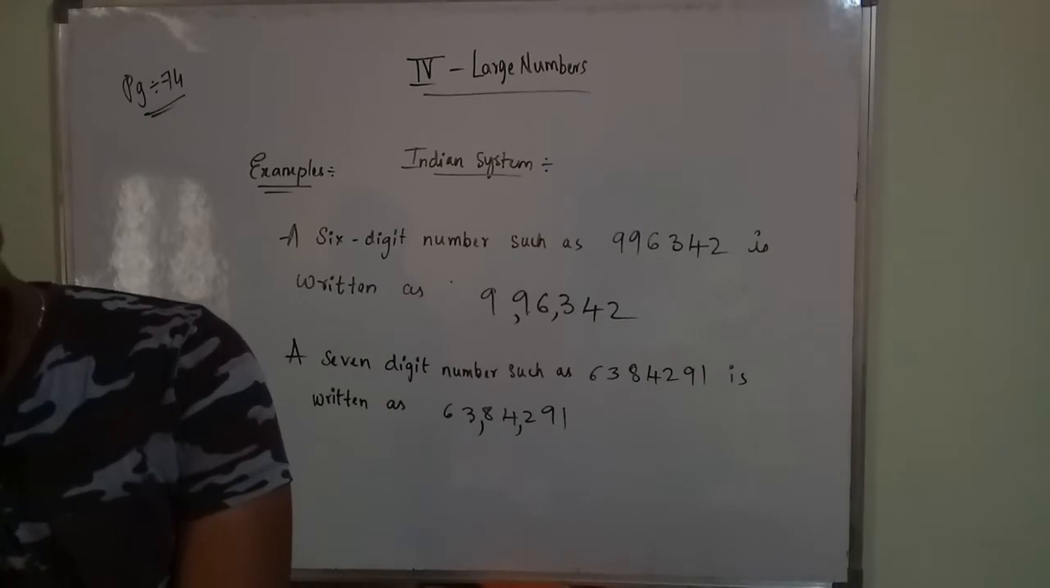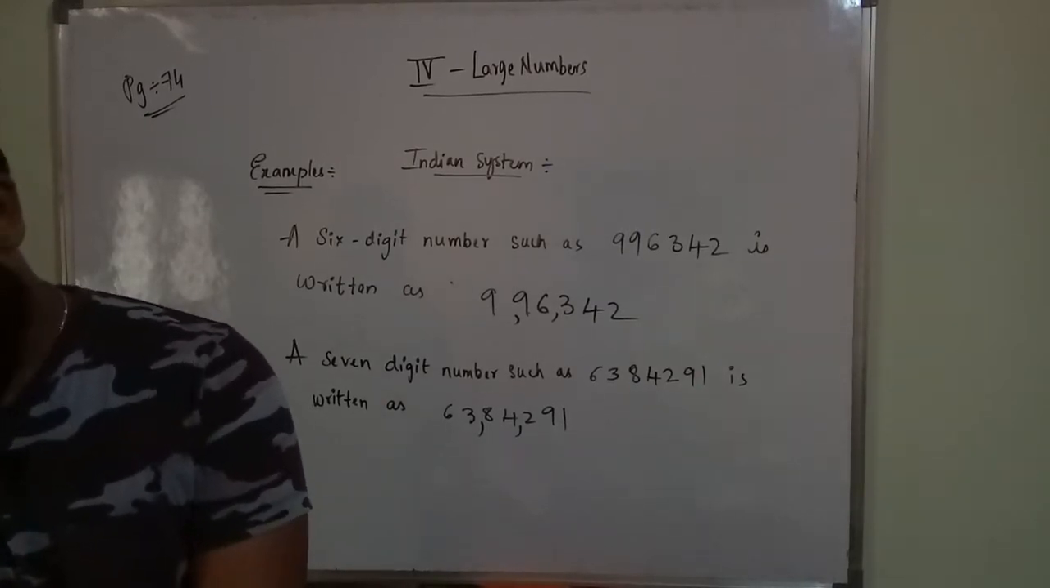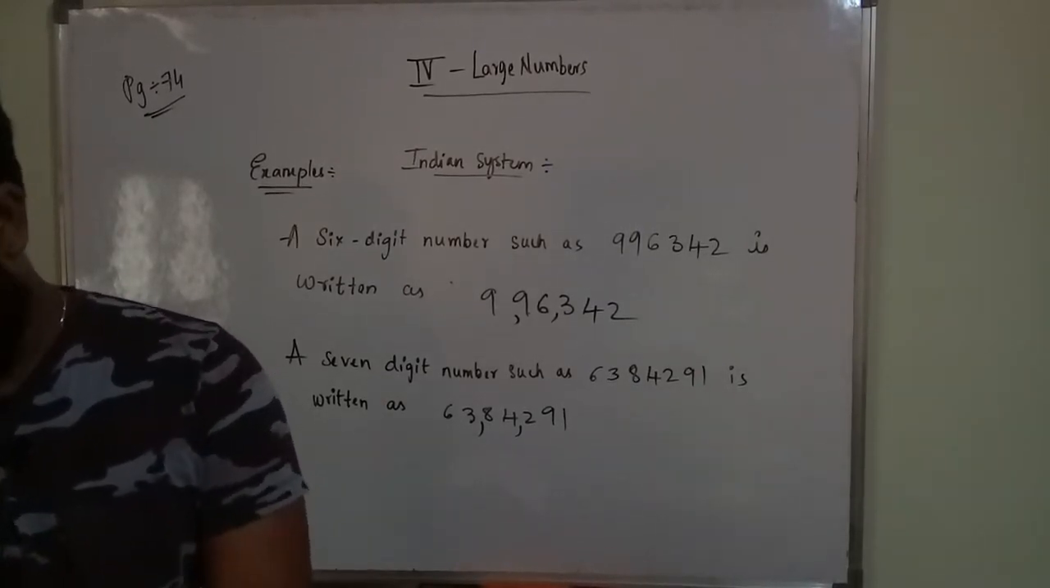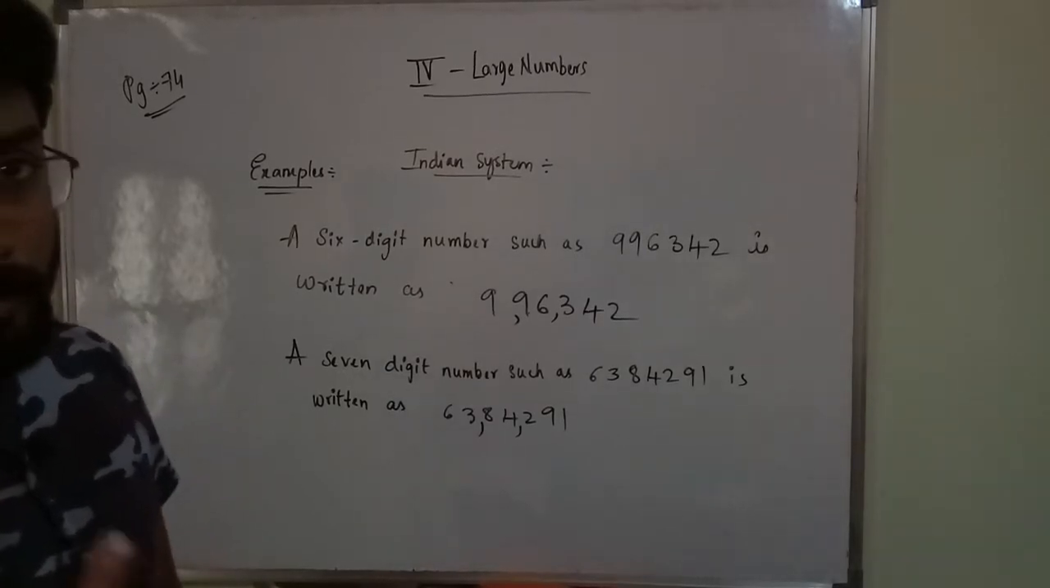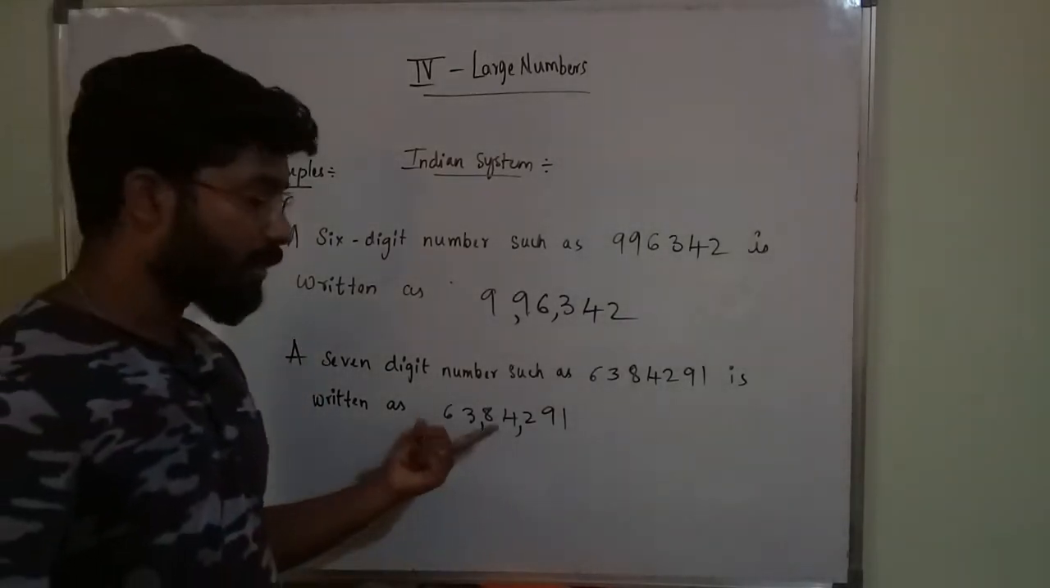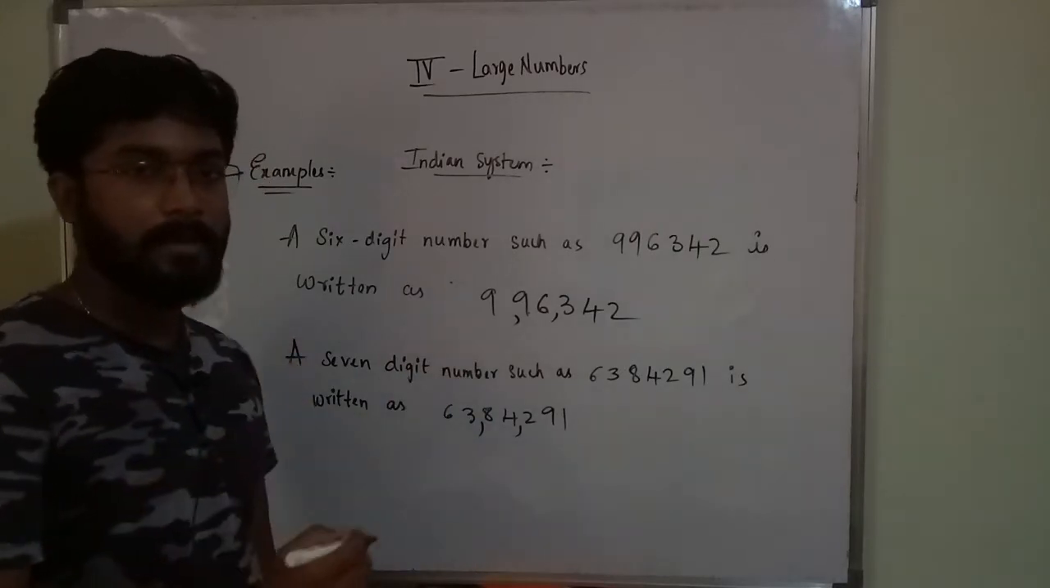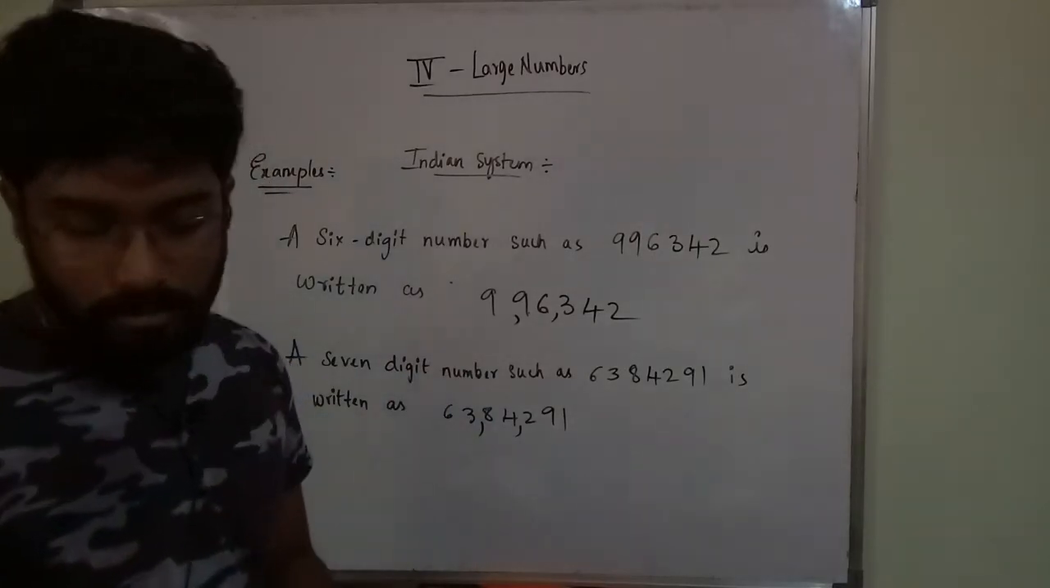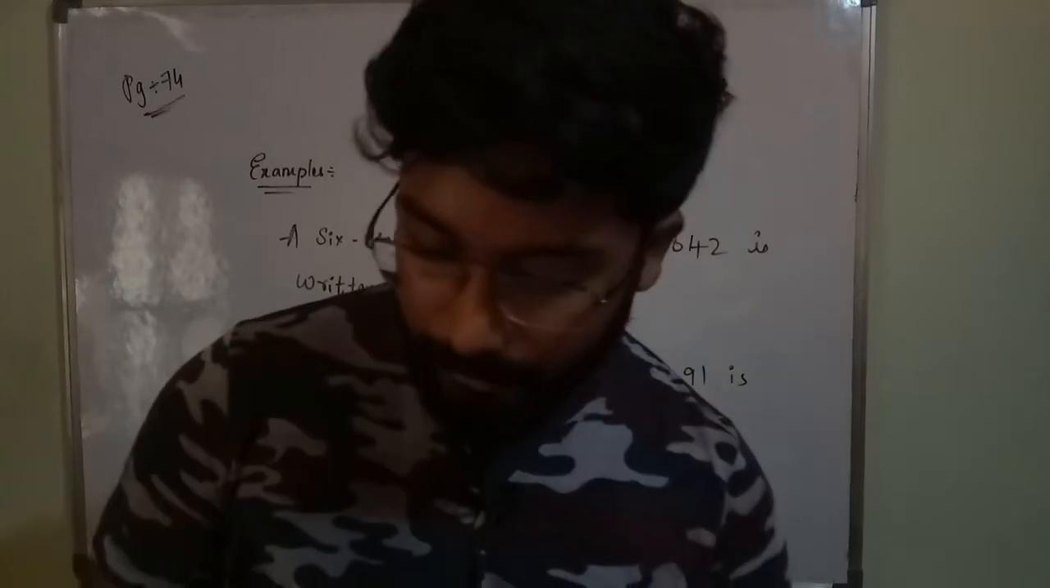You have to revise this Indian place value system lakhs period once again, page number 73. In the previous class we discussed it; you have to see that once again to understand how to separate a given number with commas. So with this we have completed this example.